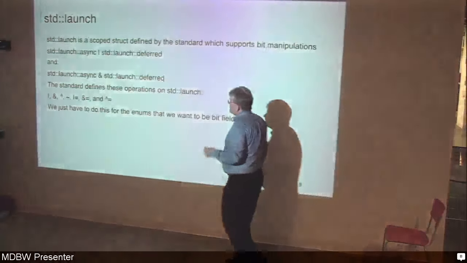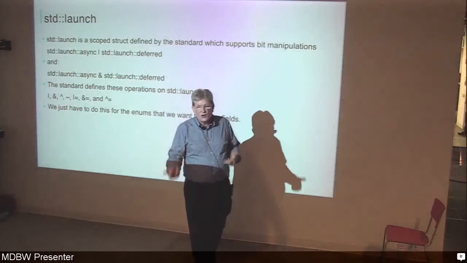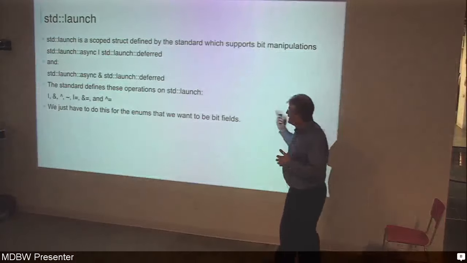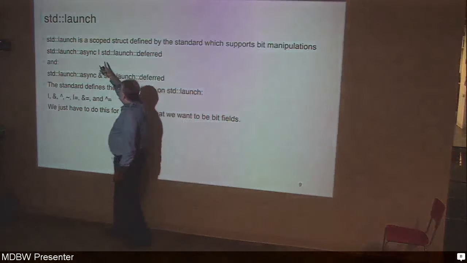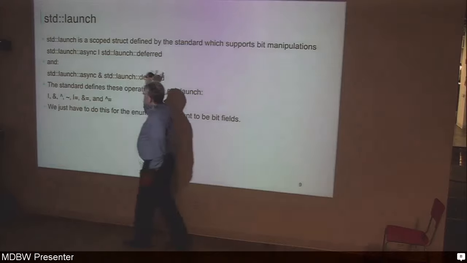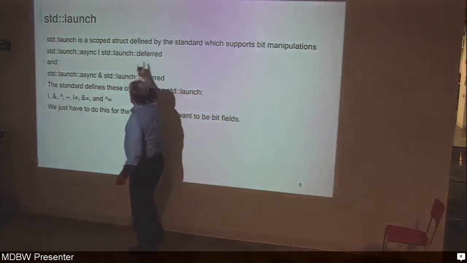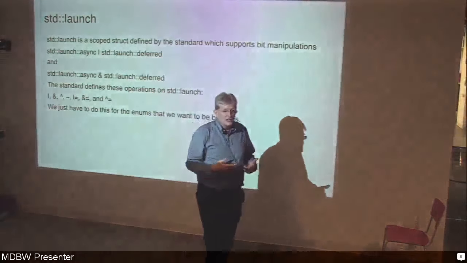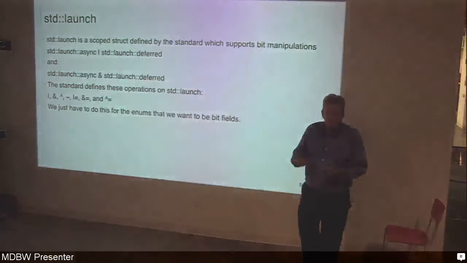Before we do that, I want to talk a little bit about std::launch. std::launch is this scoped enum. That's what we call this, scoped enum. And it's defined in the standard to support this, because this is exactly the kind of thing you'd want to do. So std::launch::async and std::launch::deferred are enums that are defined that you can pass to the async call. What does the async call do?